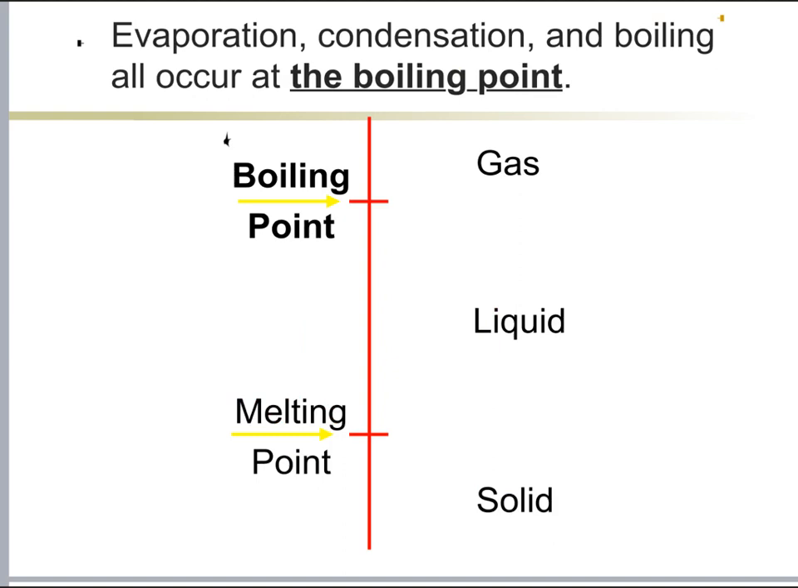Both of those transitions happen at the boiling point. And here you see we can call it condensation, or they have the two different forms of vaporization, evaporation and boiling. Any transition between the gas phase and the liquid phase would happen at the boiling point.